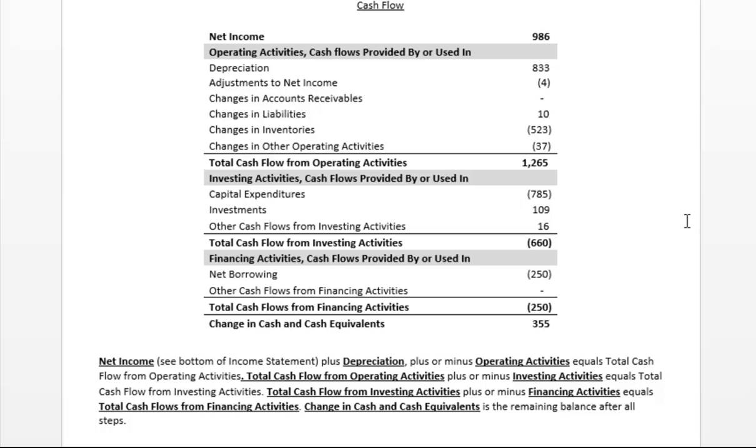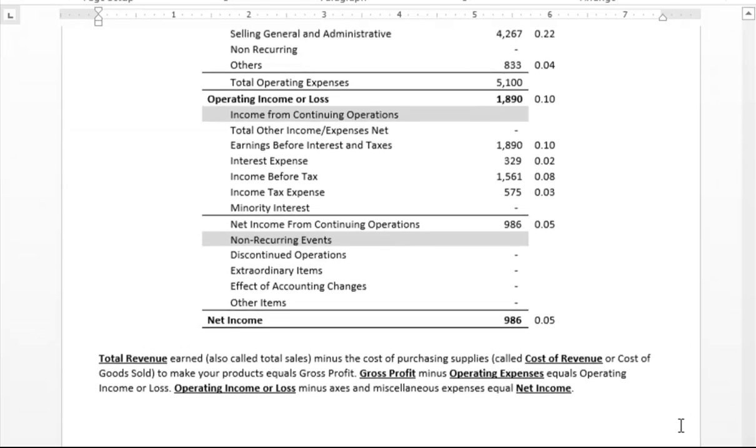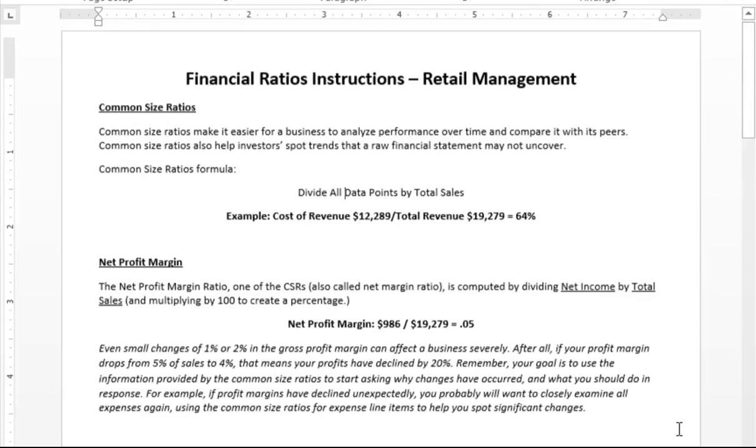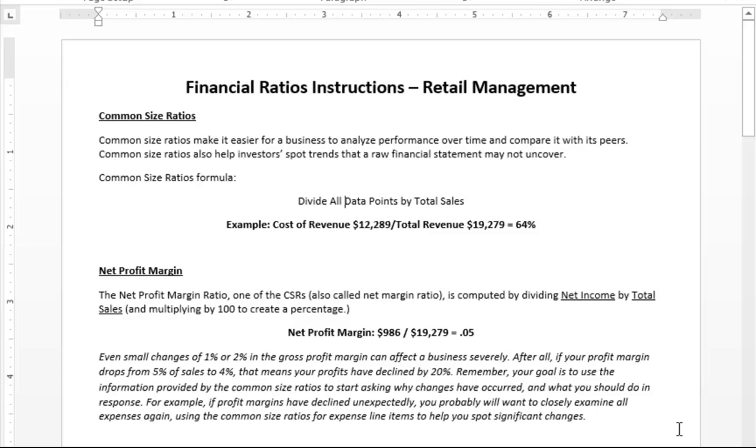Now let's take a look at ratios. The first ratio we're going to look at is called common size ratios. And that by itself, or those numbers by themselves, are useless. But what you do is you look at them over time, or you compare them with peers, and you're able to determine any trends that are going on.